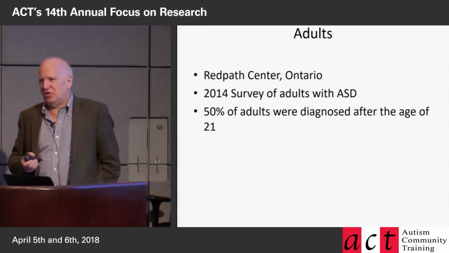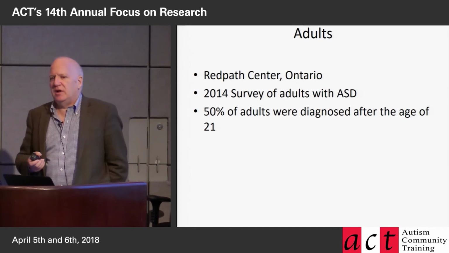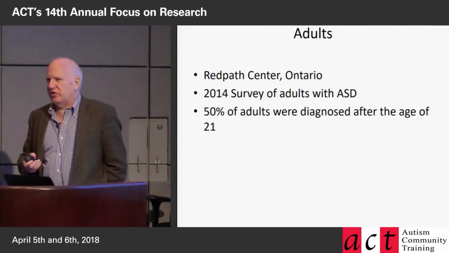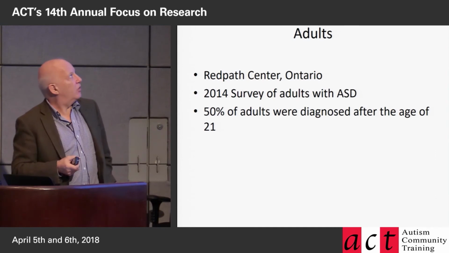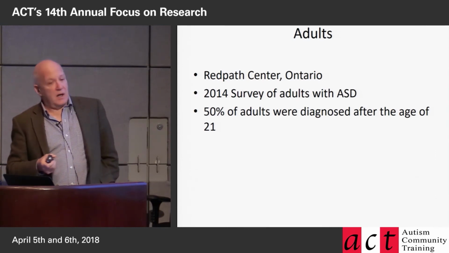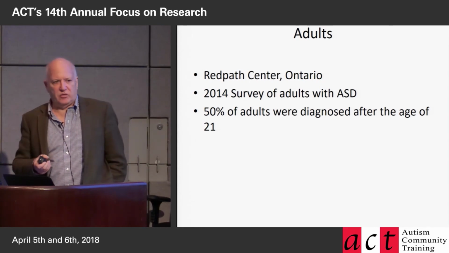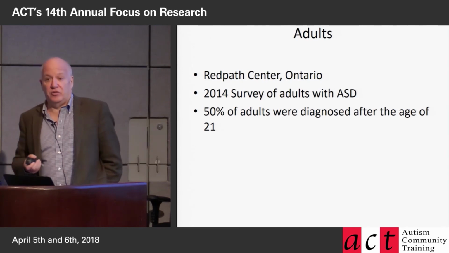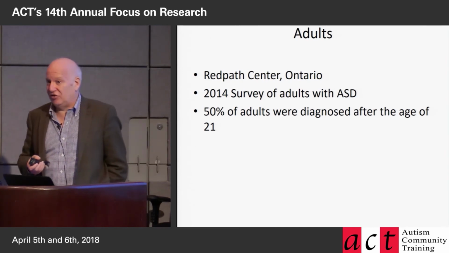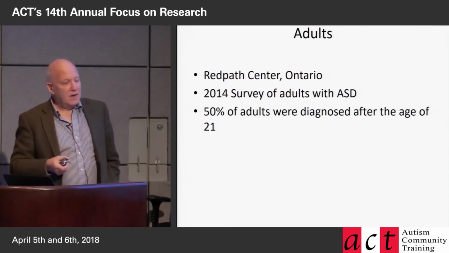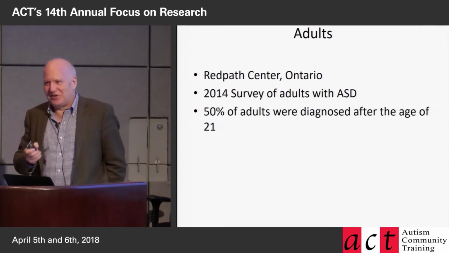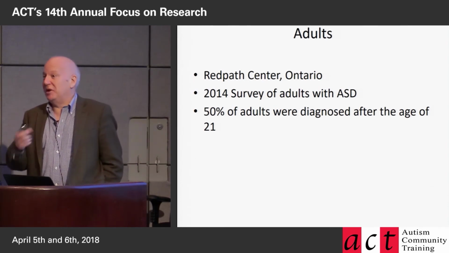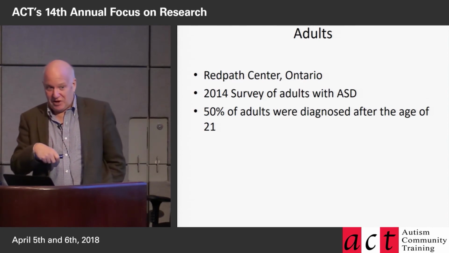The only Canadian data on adults I'm aware of is an informal survey carried out by Kevin Stoddart at the Redpath Centre in Ontario a few years ago, and they sent out questionnaires to adults with ASD, and one of the questionnaires was asking them when they were diagnosed, and half of the respondents were diagnosed after the age of 21. That doesn't mean that's representative of the population at large, because many of the people who were sent questionnaires were probably people who'd been diagnosed by Kevin's system.